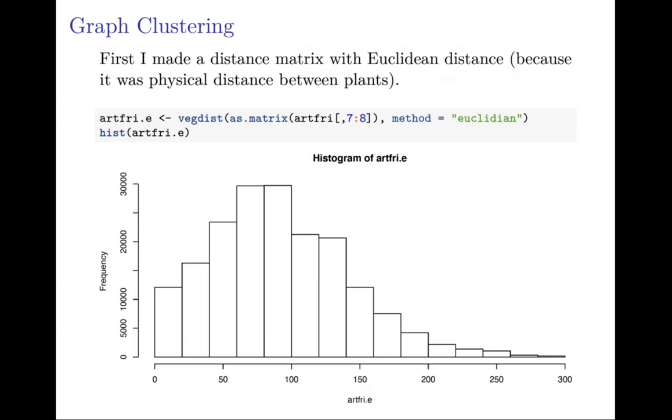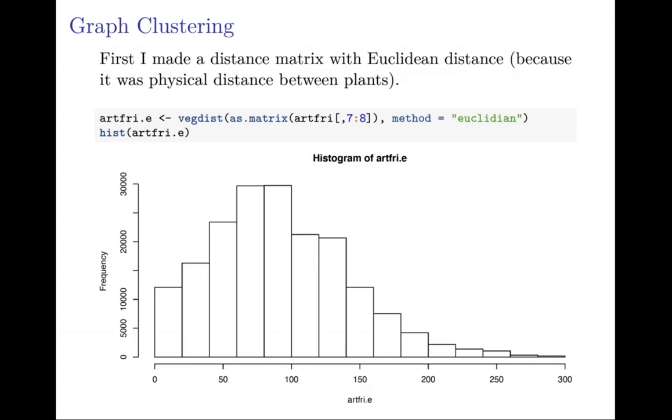So the first thing you do is create a distance matrix. And here we are back to distance matrix. I used Euclidean distance because it's the actual physical distance between plants. Actually, this is a tiny bit different than what we've been doing before. If you look at the data, in the Artemisia data set, columns 7 and 8 are the XY coordinates of all the points. This is different than how we've been creating distance matrices in the past, but this will allow you to create a distance between all sets of points.